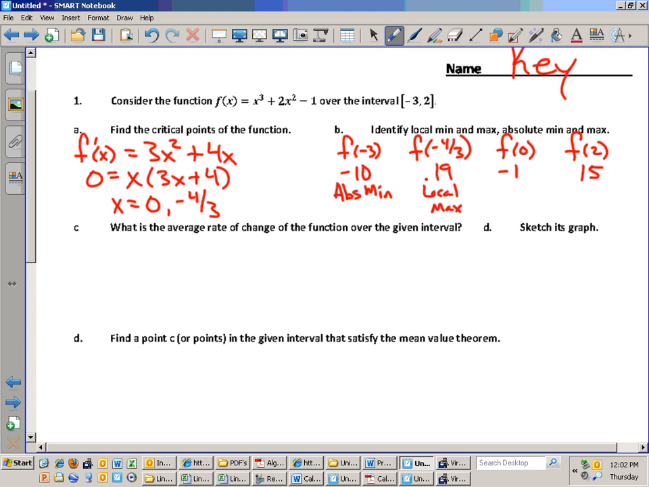I have f of 0 is -1. That will be a local min. And I have f of 2 is 15. That will be an absolute max.